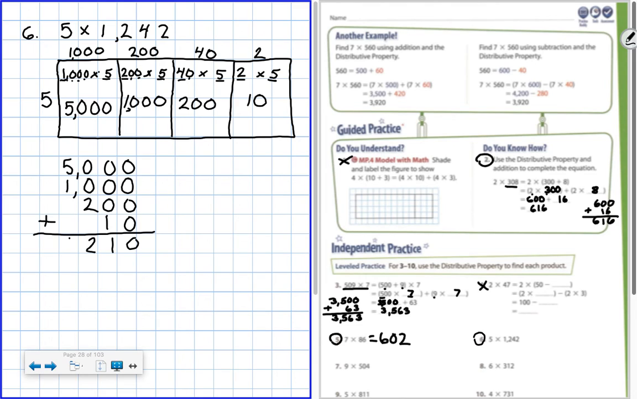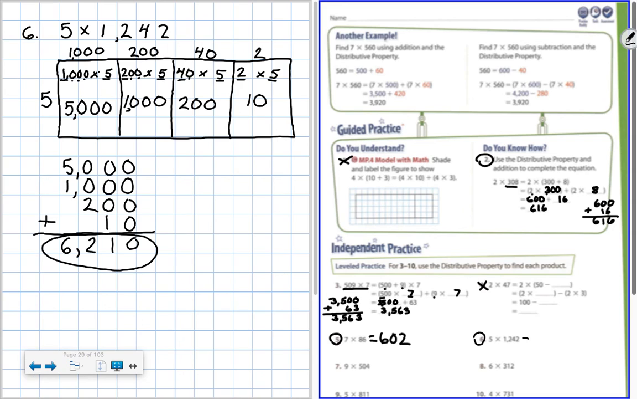And I always like to circle my answers in pencil when I'm done. Then don't forget, once you have a final answer, where do you have to record it? Back into your math book. So then you add an equal sign back into your math book and record your final answer.